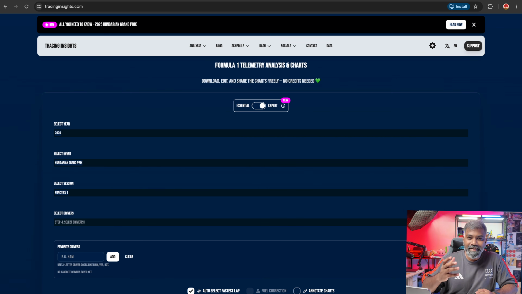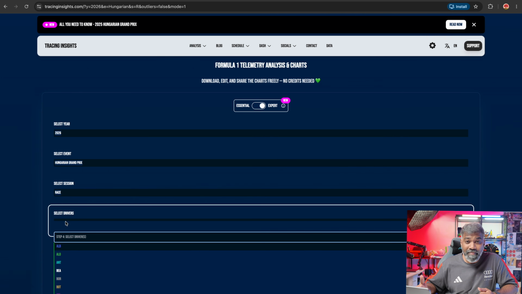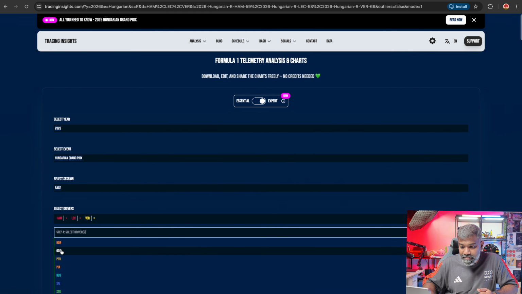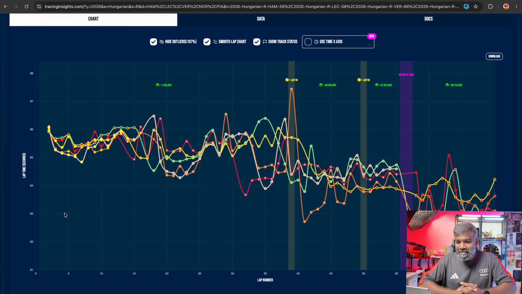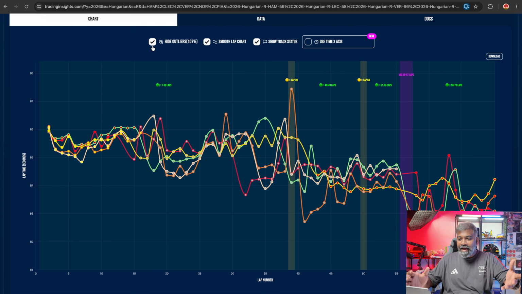Let's start with a race and a session. So today we are looking at Hungarian GP and I want to pick the race, and it's asking for me to select some drivers. So I'm going to select Hamilton, Leclerc, Verstappen, Norris and Piastri. Let's start with the first graph that you see. I have hidden some outliers, which means you don't get to see all the pit stops. Yes, pit stops are obviously slower laps, right? So if I hide all the outliers, this is how the whole lap time looks. So we obviously started really slow, and then as the race progressed, you got better lap times, right?